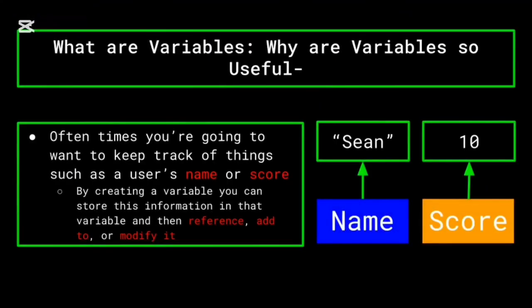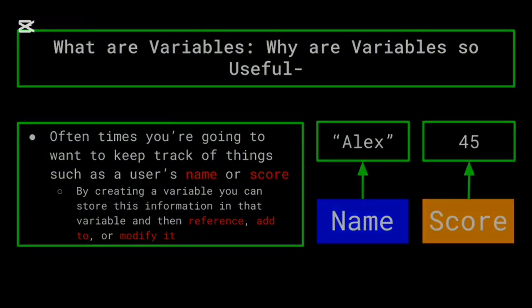Well, being able to store information in a format that can be easily referenced later is essential for any good program. Oftentimes in code, you're going to want to keep track of things such as a user's name or score, and so by creating a variable called name or score, you can store this information in the variable and then reference it, add to it, or modify it.